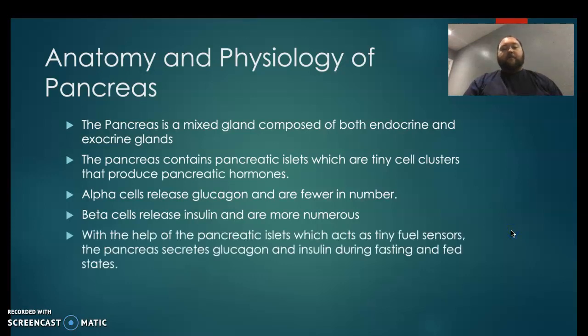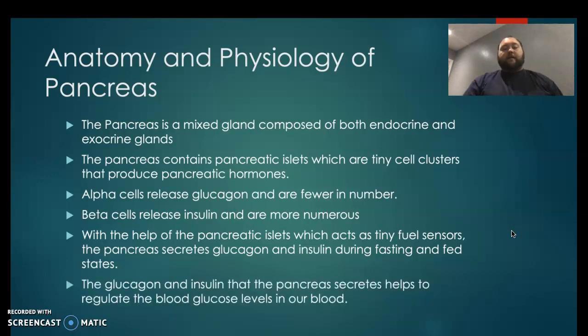With the help of the pancreatic islets, which act as tiny fuel sensors, the pancreas secretes glucagon and insulin during fasting and fed states. The glucagon and insulin that the pancreas secretes helps regulate the blood glucose levels in our blood.